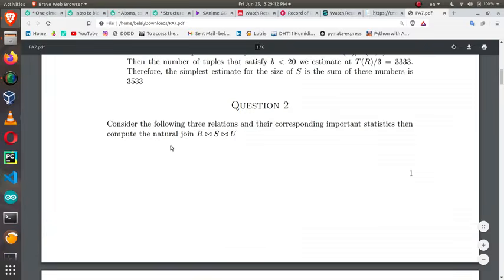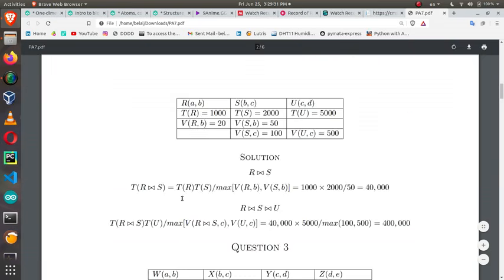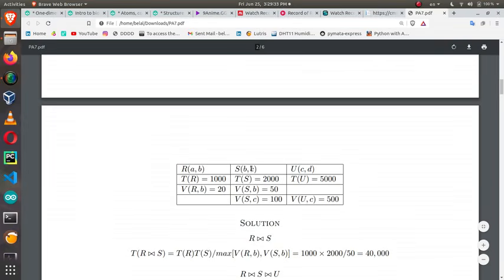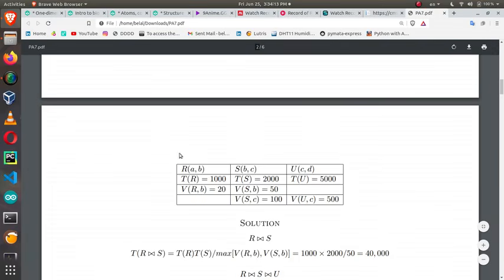Question number 2. Consider the following 3 relations and their corresponding important statistics. Then compute the natural join of R and S and U. So we could join R and S first and join the resultant tuples with U. So here are the statistics. So let's review the statistics of the 3 relations.